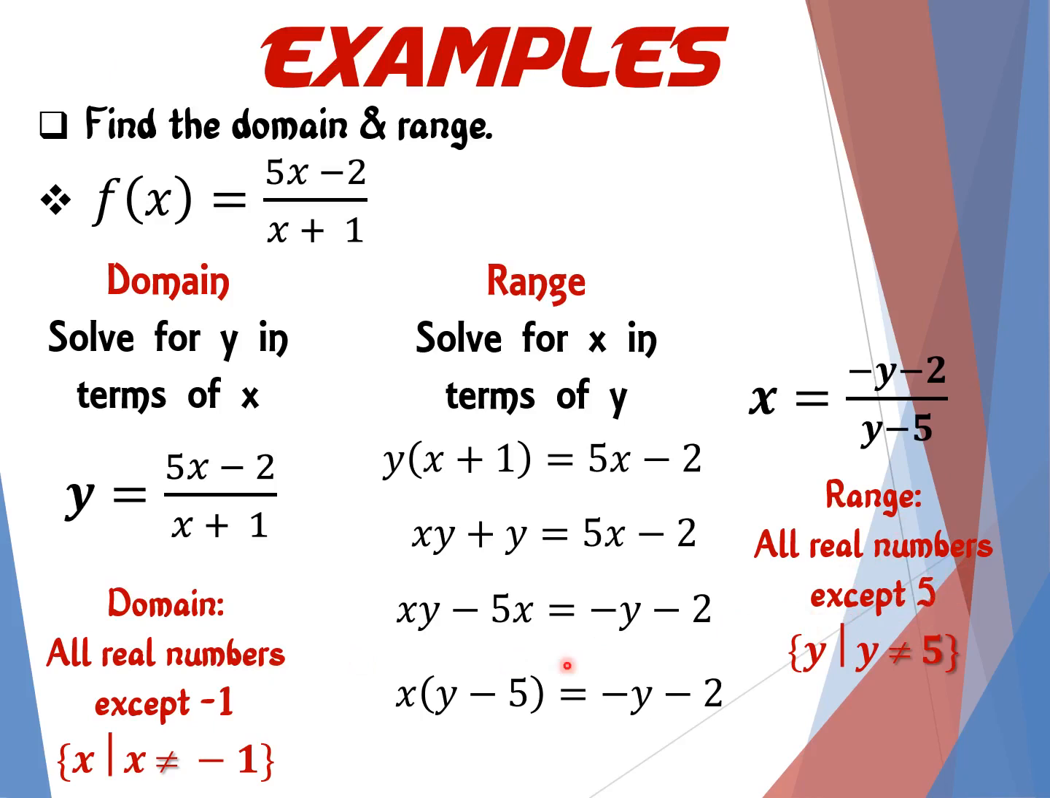Your answer could be written in words just like this one, or you can use this symbol. This means the set of all y's such that y is not equal to 5. And for this one, you have the set of all x's, or all values of x except negative 1. So you can write it in words or using this symbol. I hope that is clear.